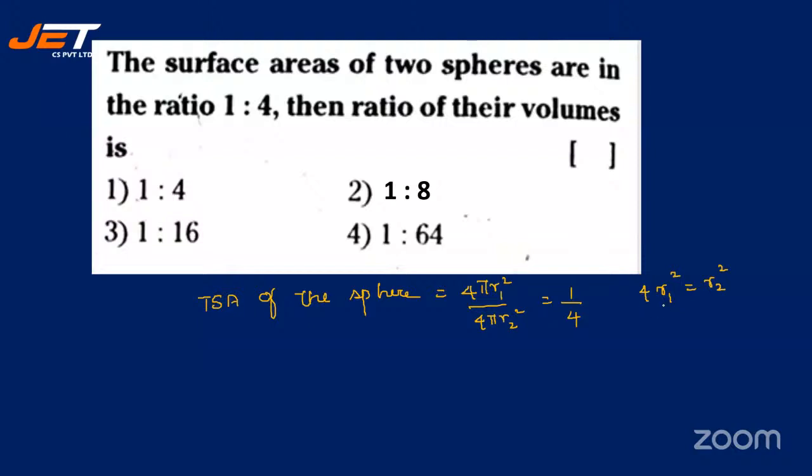Now what is it that they want? They want the ratio of their volumes. So what is the volume of the sphere? The volume of the sphere is 4/3 pi r cube. So you just have to substitute in that 4/3 pi r cube. So the ratio of their volumes means what? Like this, 4/3 pi r1 cube by 4/3 pi r2 cube.